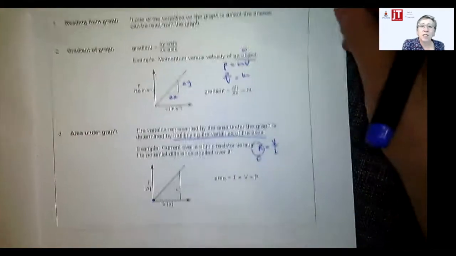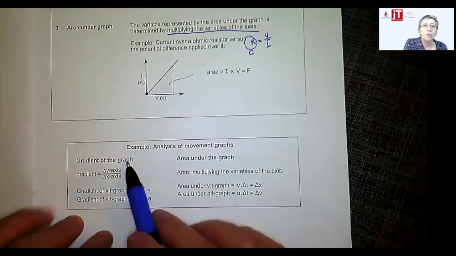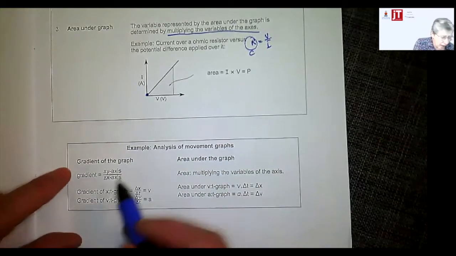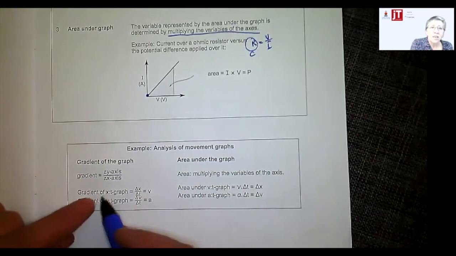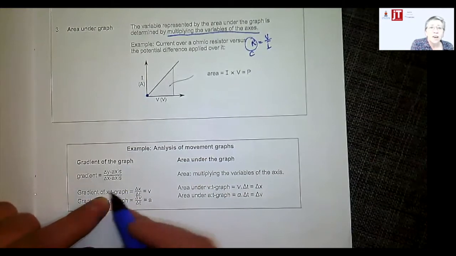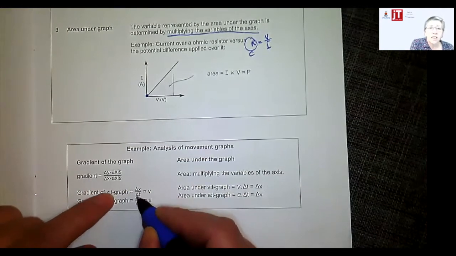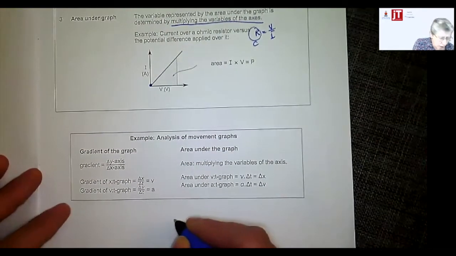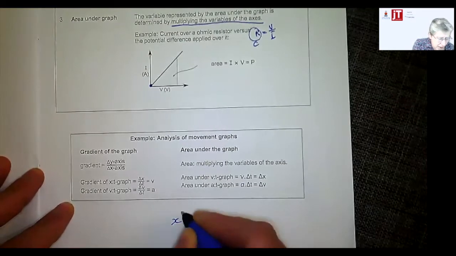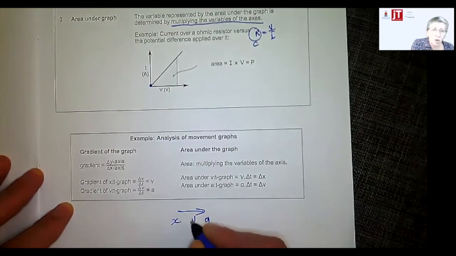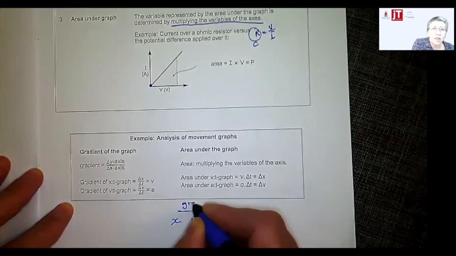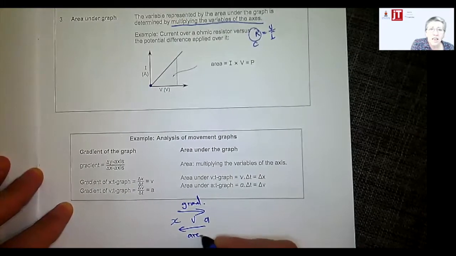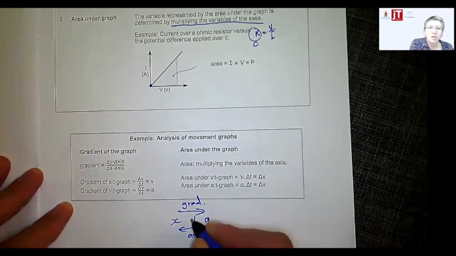Now, you've been using this for a long time. This is not something new. For example, when you had movement graphs, right? For movement graphs, you had the gradient. If you're on an xt graph, the gradient was x divided by t, and that was the velocity, right? So to do that quickly, we said x, v, and a. You go from an xt graph to a vt graph by using the gradient. And the opposite, when you use the area underneath the graph, then it gives you the change in velocity, right?